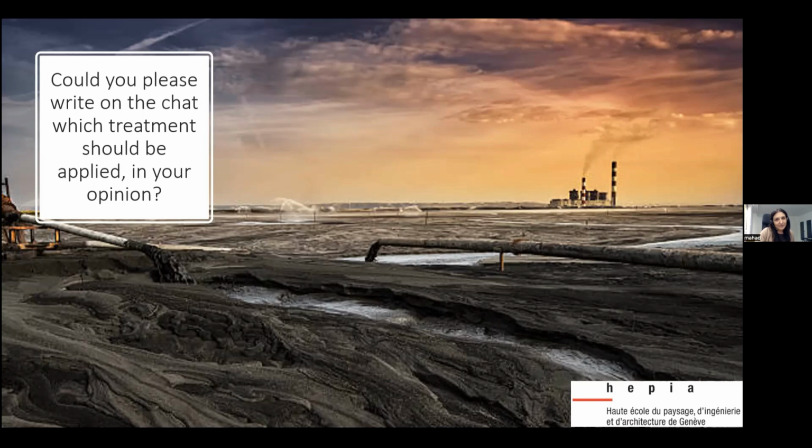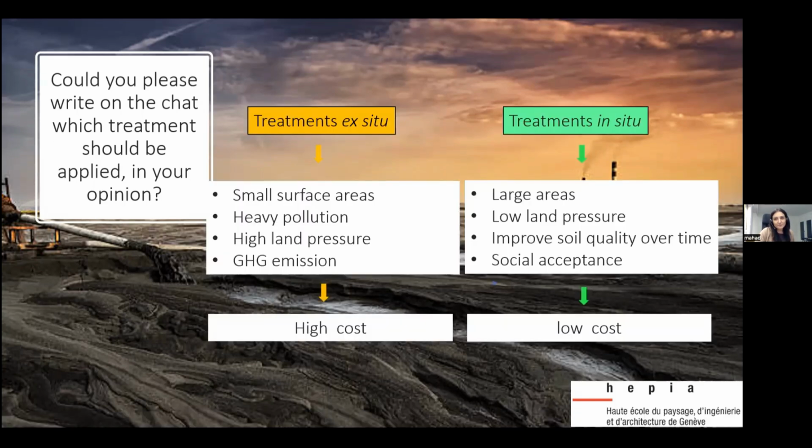So I cannot see your answer, but I will tell you that the treatment in the sites, of course, will be beneficial, but in some cases we cannot do the treatment in the sites. We cannot solve soil contamination in the sites in some cases, but still have specific advantages, a huge quantity of advantages. For example, we can treat a large area. We have low land pressure. When we do phytoremediation or bioremediation, we can improve the soil quality over time.